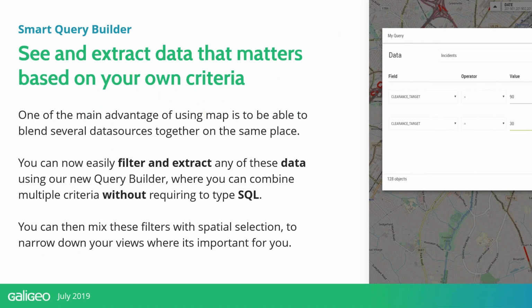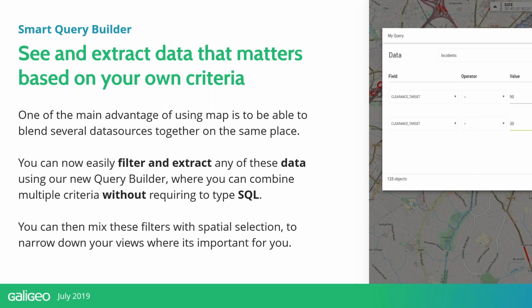The other one is what we call the Smart Query Builder. There are already several ways of making filters within the applications, but this is going to be greatly improved with this new feature. The main purpose of the map, of course, is to have several data sources overlaid on the same map with different layers of information. But when you want to filter the data sources, it can be a bit tedious, and you are not sure about what is going to be filtered.